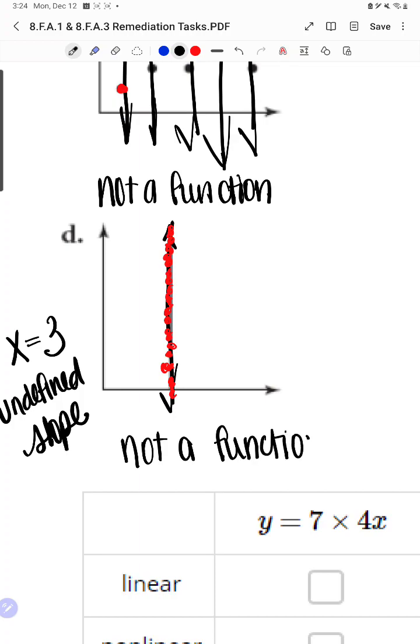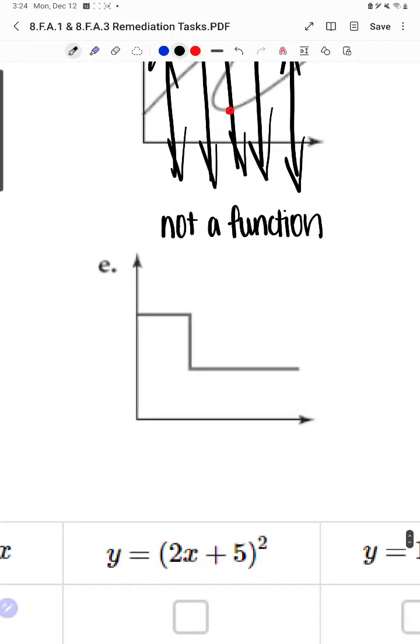So anytime you see a vertical line inside of a graph, you're going to automatically know that that's not a function. So let's take a look at this one. Going off of what I just said, I see a vertical line right here. So it's not passing this test at all. It crosses through all of those points over and over again. So this one is not a function either.